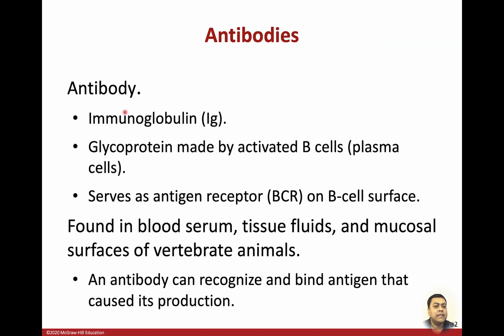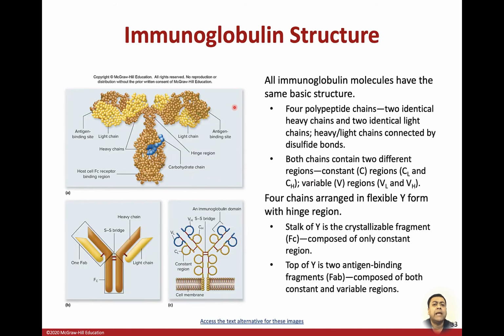This antibody is an immunoglobulin, or Ig. This is a glycoprotein made by the activated B cells, which we call plasma cells. And this serves as antigen receptors, or the B cell receptors, on the B cell surface. These are found in the blood serum, tissue fluids, and mucosal surfaces of the vertebrate animals. An antibody can recognize and bind the antigen that caused its production as well. So these are some generalized ideas about the antibody.